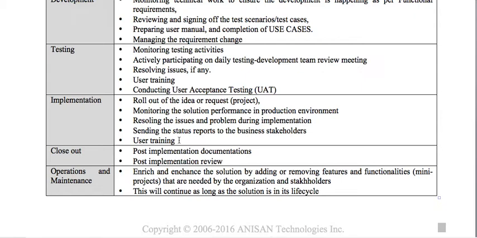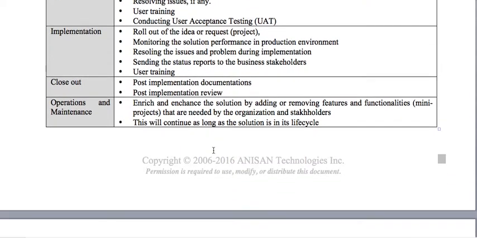Okay. And you can also look into the second part, that if there is any post implementation review, you may have to ensure that post implementation issues are reviewed, and you can save that as a formal feedback. And then you may have the operation and maintenance phase.